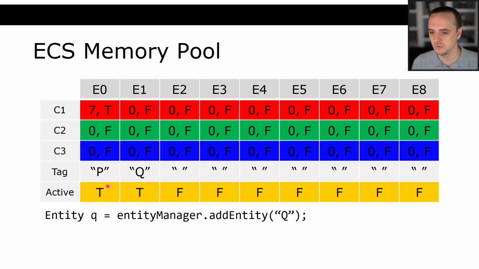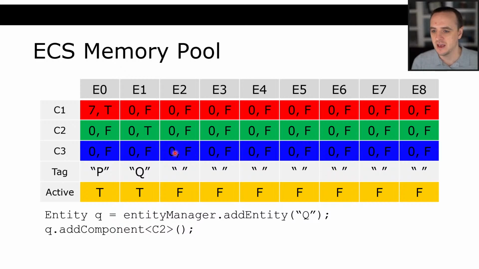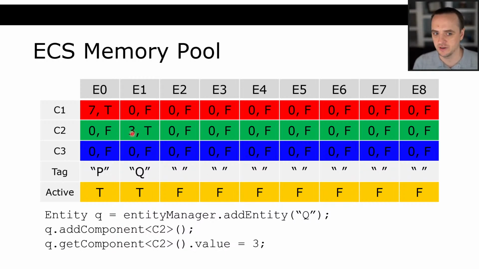Let's add a Q. Well, we scan and we found that this was an F. So now we have a second entity with a tag of Q. And let's add a component, C2, and give its value here. And then we change its value to 3.